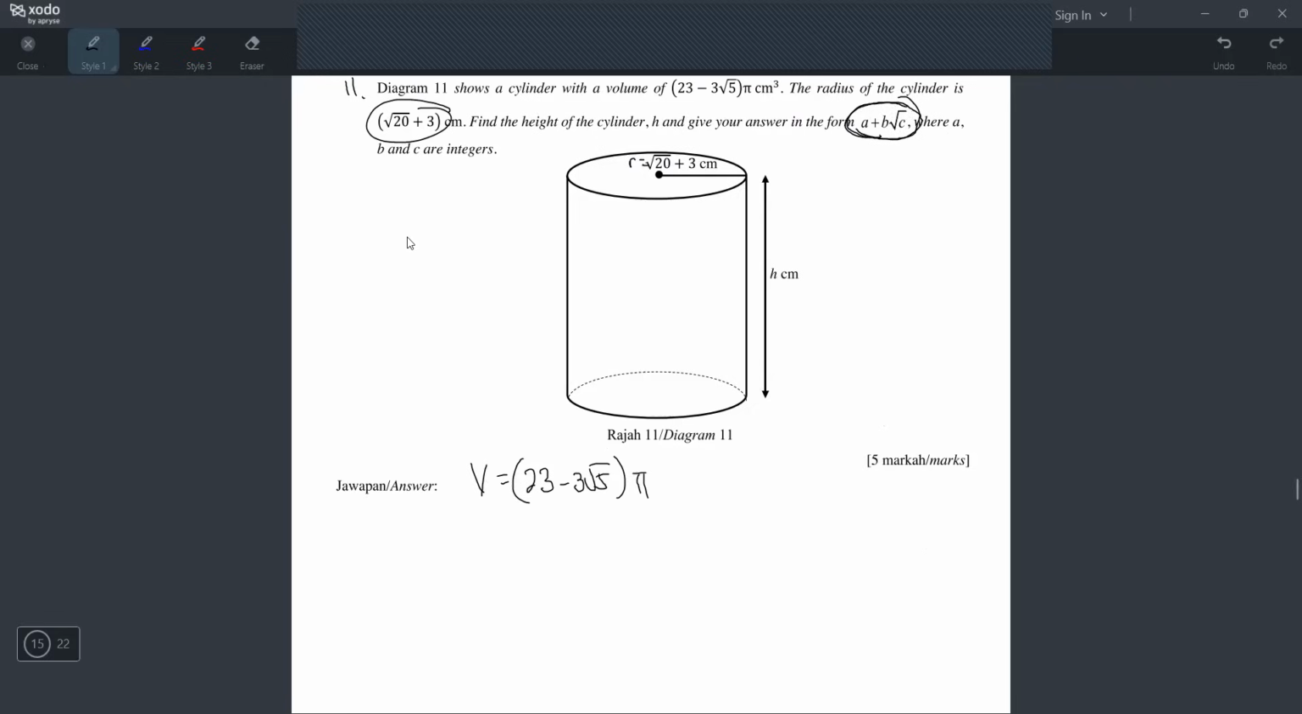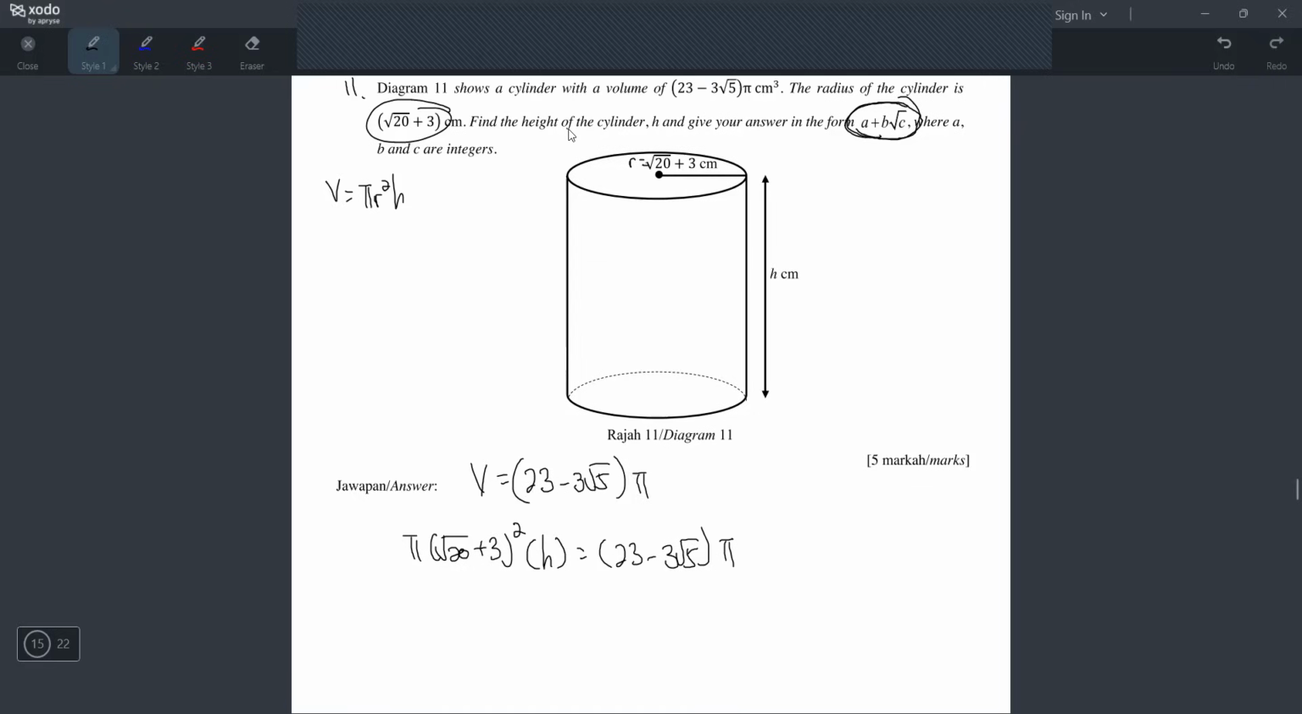So how to do it? We need to know the formula for the volume of a cylinder. If we don't know the formula, we cannot do this question. The volume of a cylinder is pi r square h, where r stands for the radius and h is the height, right? Since they give me the volume already, I will just put it in. So pi r square, what is the r? Square root 20 plus 3, and don't forget to square, and then the height I don't have, just call it h. And this whole thing equals (23 minus 3 square root 5) pi.